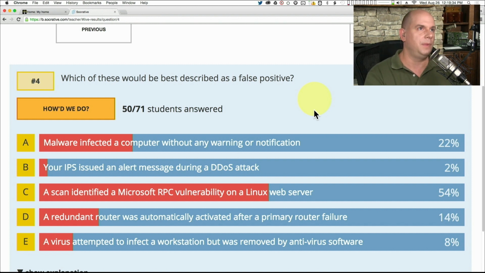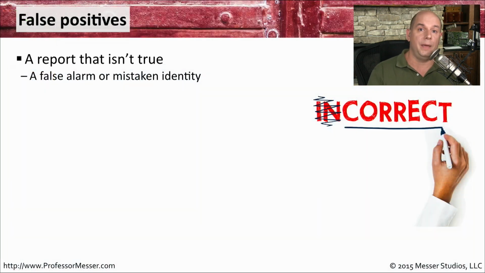False positives are something, as I mentioned, we run into quite a bit in security. And a false positive is when you get a report that something happened, that report isn't true at all. So something was positively identified as an issue, but it was positively identified falsely. You did not really have that happen. You had a message come through that said, the sky is falling. You go outside, the sky's fine. That's a false positive.